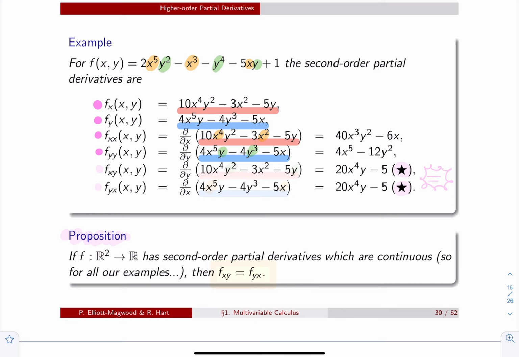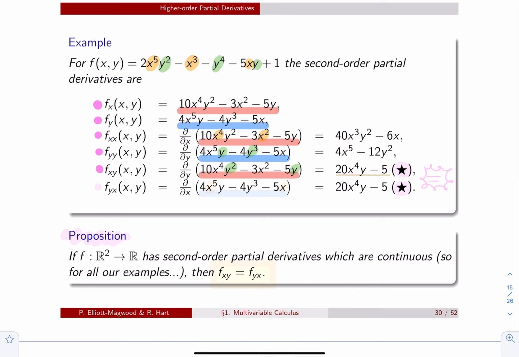And now for the other two, and something special will happen here. So what is f of xy? So again, here, very, very crucial. You're starting with f of x, and you're going to compute the derivative of that function again, but now with respect to y. So you need to label the y terms, and you compute the derivative of those two terms. The derivative of y squared is 2y, so you're going to get 20x^4 y. The minus 3x squared, with respect to y, is gone, and minus 5y is going to go to minus 5.